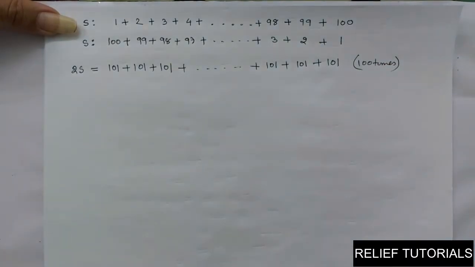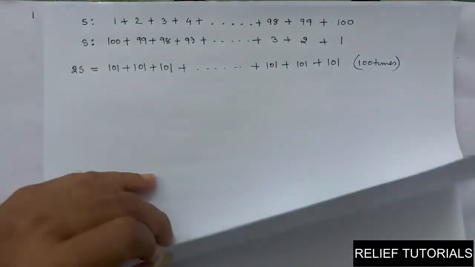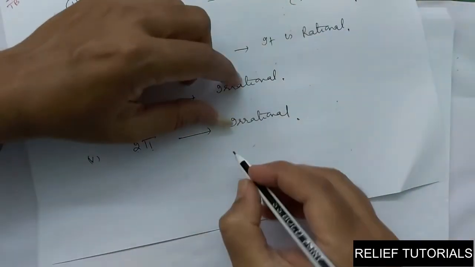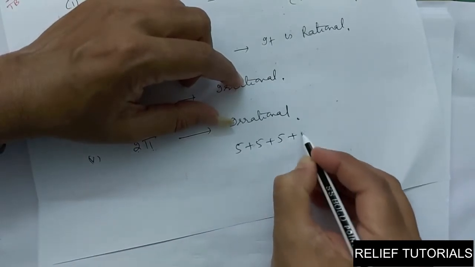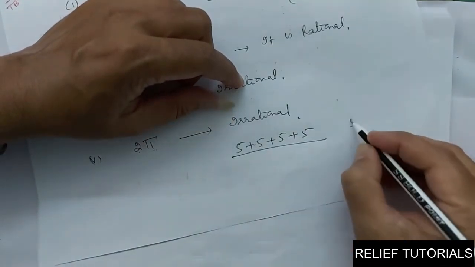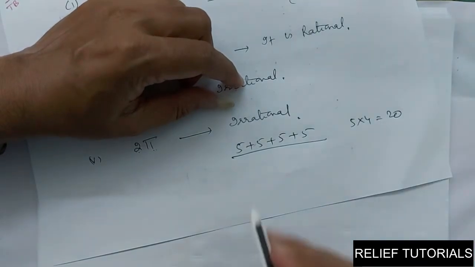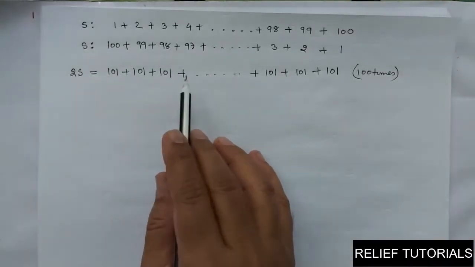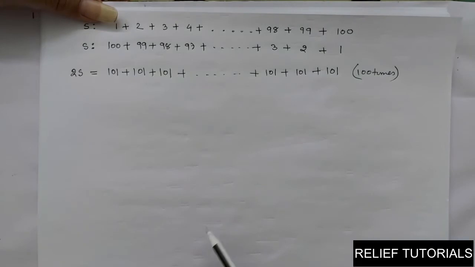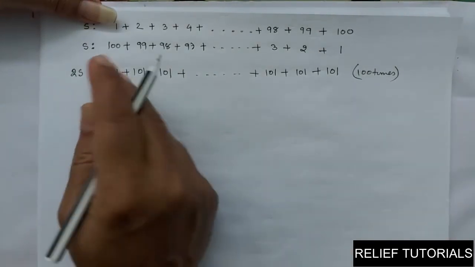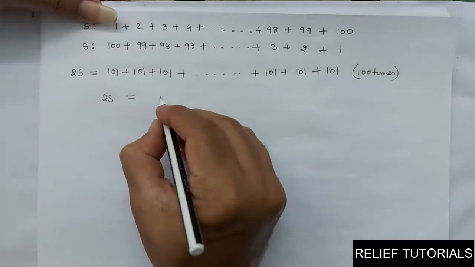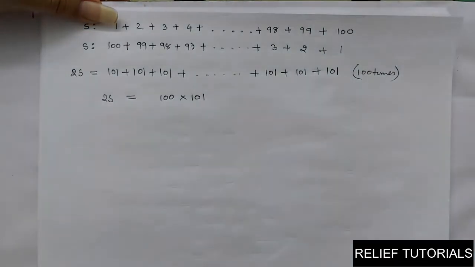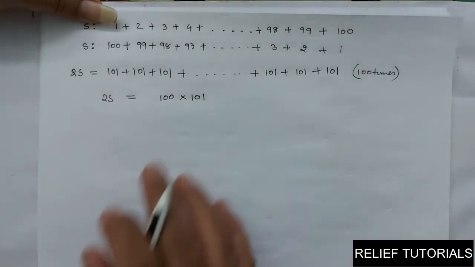100 times. If you want to add, for example, 5 plus 5 plus 5 plus 5, 4 times, what did you used to do? You used to say 5 into 4, that is equal to 20. 5, 5, 5, 4 times. So you multiply 5 with the number of times. So here 101, 101, 101, how many times? 100 times. So 2S is equal to 100 times this. So 100 into 101. Simple.